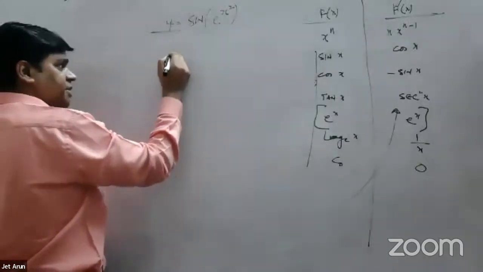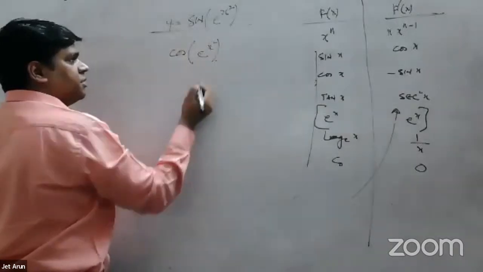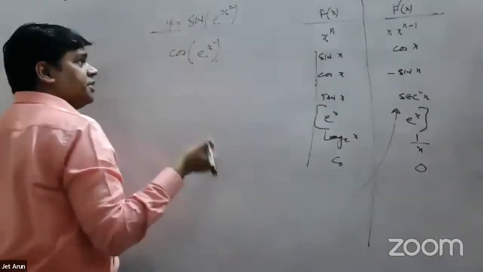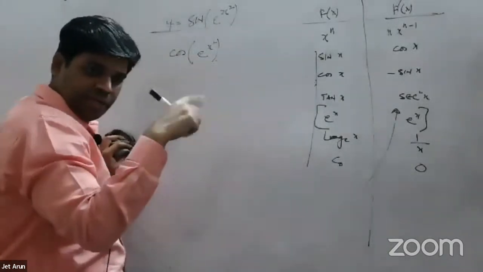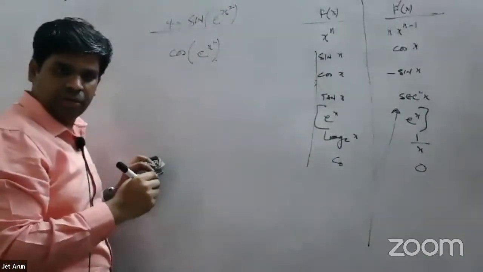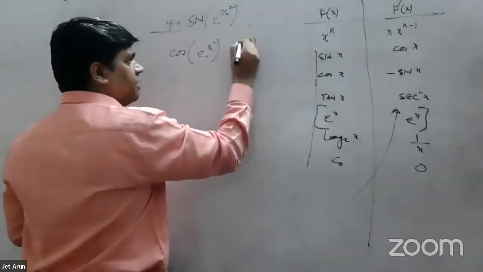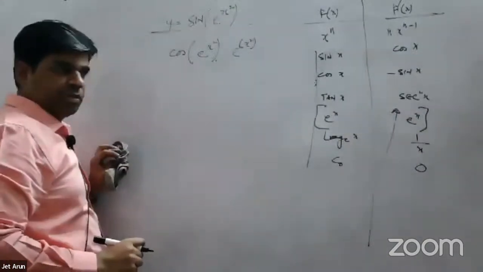So outer function is sine, derivative of that is cos. Everything is as it is. I go inside the function. What is the inner function now? E power something. So derivative of e power x is e power x. Brilliant. So that becomes e power x square, because e power that function.